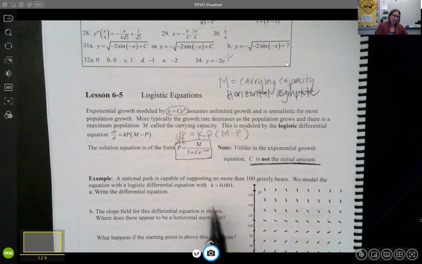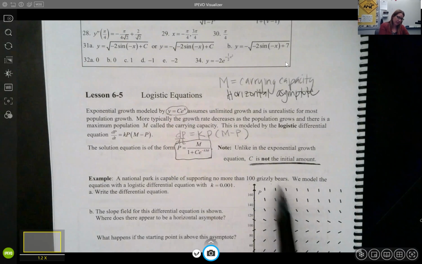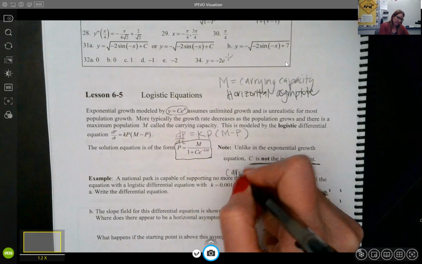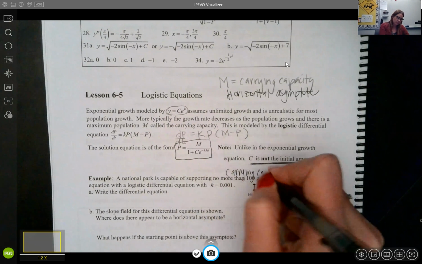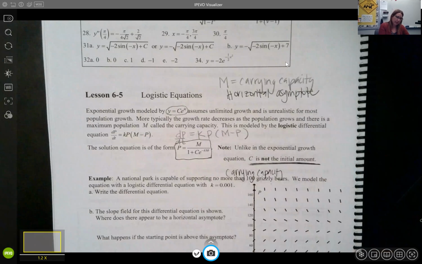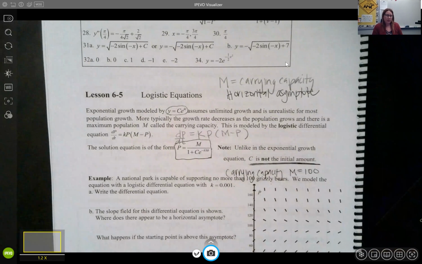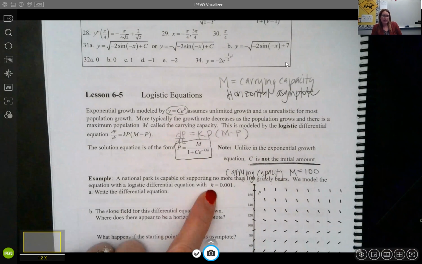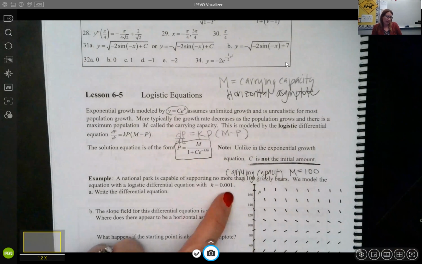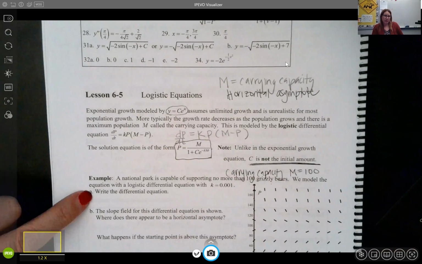So we're talking about a national park, and we're talking about grizzly bears. It's capable of supporting no more than 100 grizzly bears. So right there, this is my carrying capacity. And that letter is M. So M equals 100, okay? We model the equation with a logistic differential equation where K is 0.001. Write the differential equation.